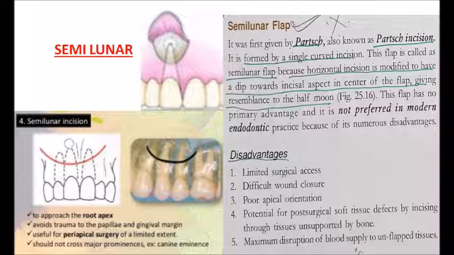The disadvantages are limited surgical access, difficult wound closure, poor apical orientation, potential for post-surgical soft tissue defects by incising through tissue unsupported by bone, and maximum disruption of the blood supply to the unflapped tissue. Okay, these are the many disadvantages, and it is not preferred in modern endodontic practice. So the flap not preferred is the semi-lunar flap, which is also known as Parsh incision.